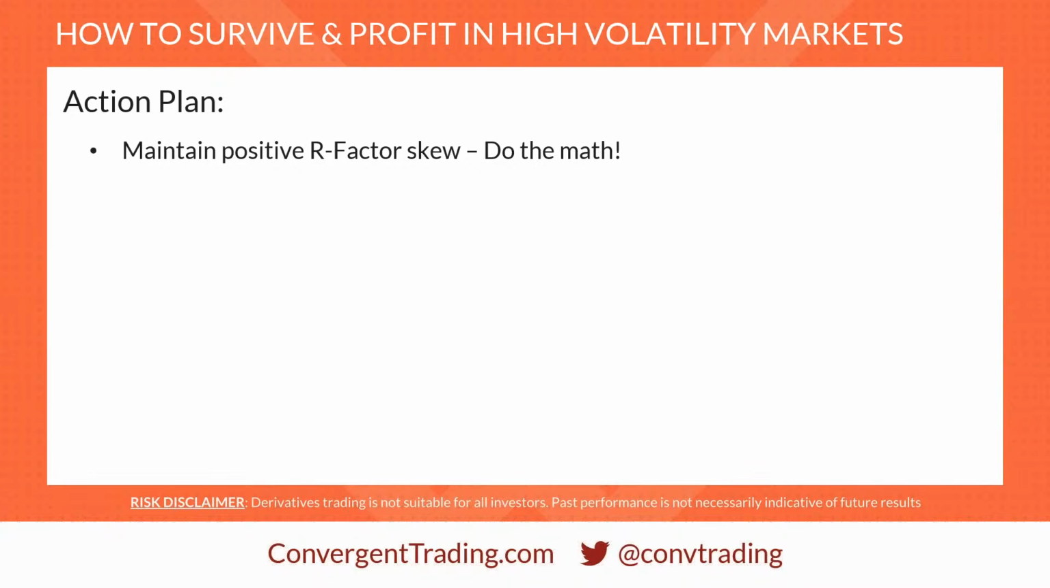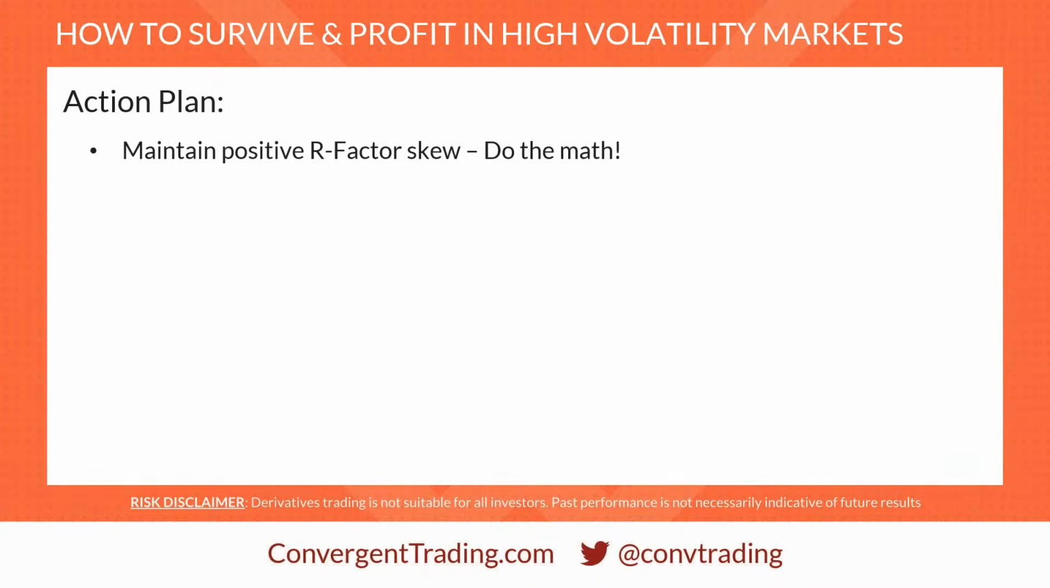This is important. I'm going to say it again. The most significant thing you can do as a trader to be profitable is to have a positive R factor skew. So you're always looking to gain in the overall trade a larger amount than you're risking if the trade didn't work, so that multiple trades that lose can be recovered with a smaller number of winning trades. So as volatility picks up, something's got to give.